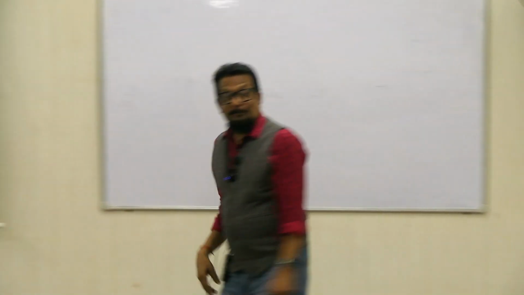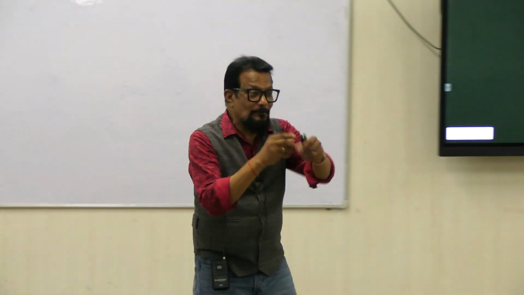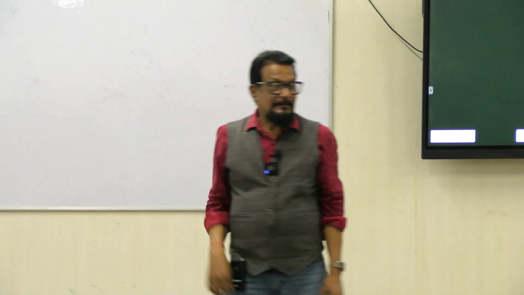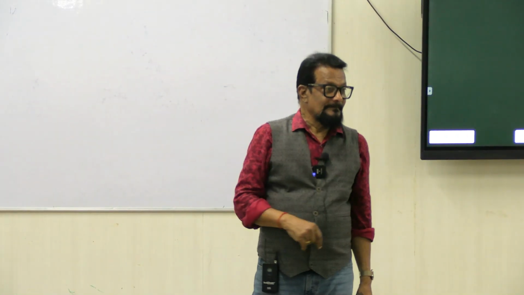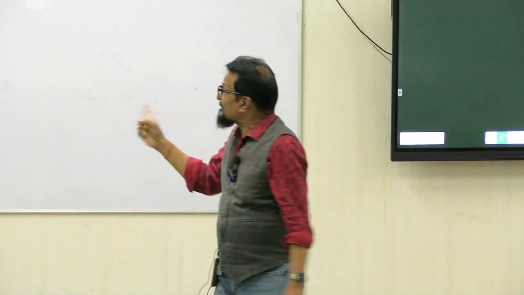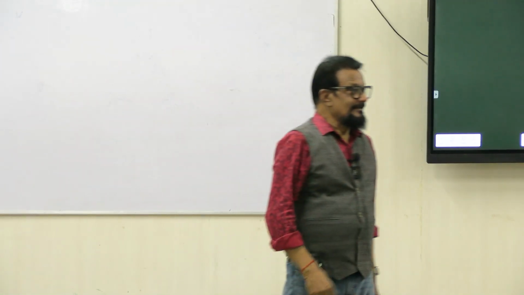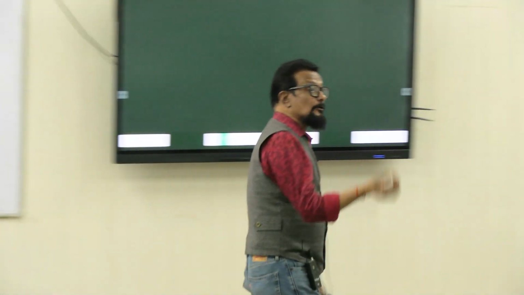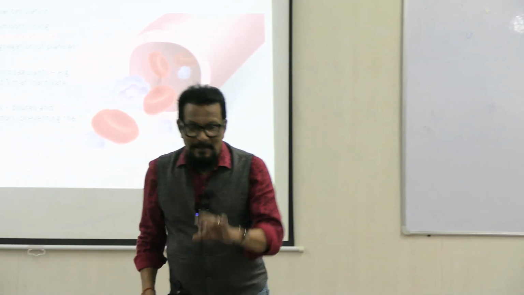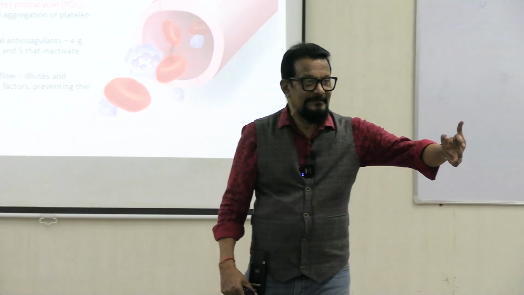Second point, presence of some anticoagulants within the blood. What are these? These are heparin, antithrombin III, protein S and protein C. These anticoagulants are normally present within the blood vessel. Remember this. Okay. And the third point is blood is flowing continuously.